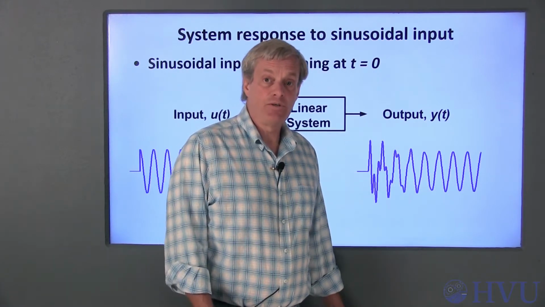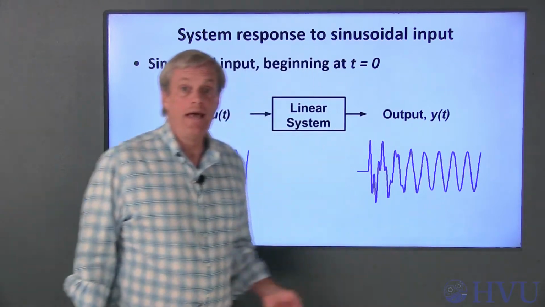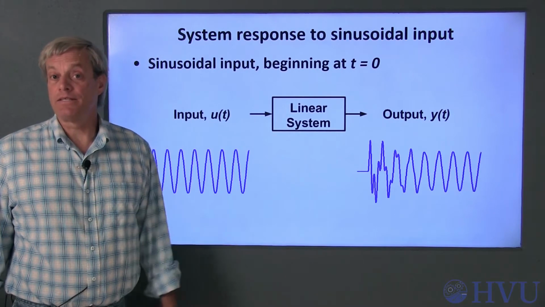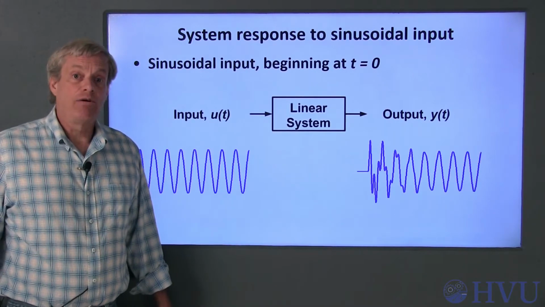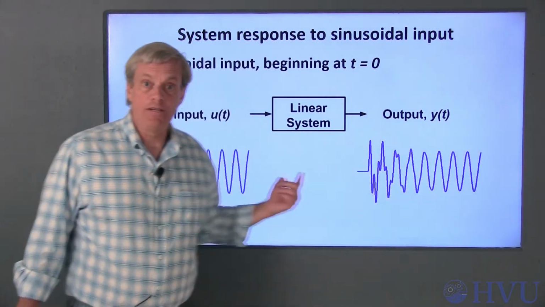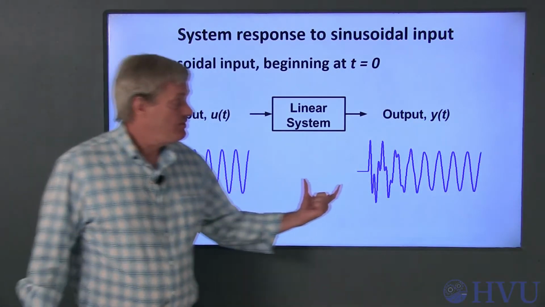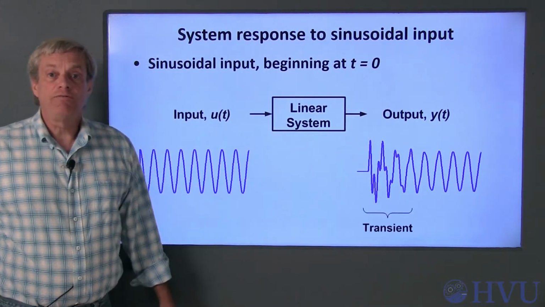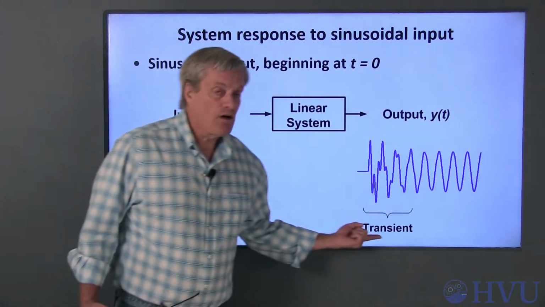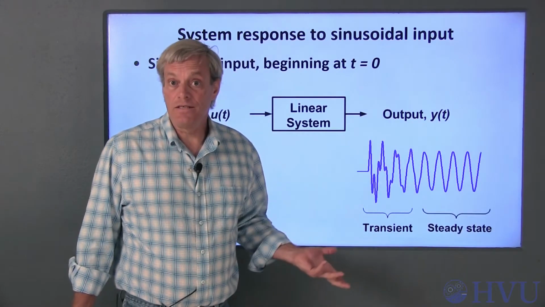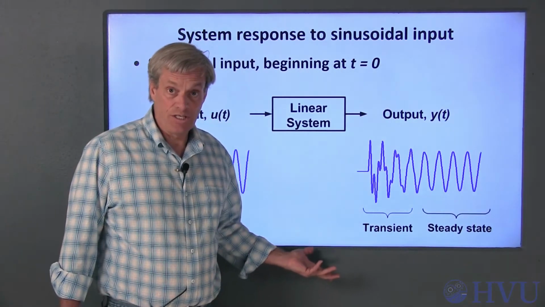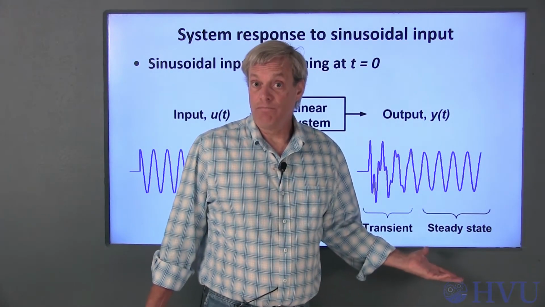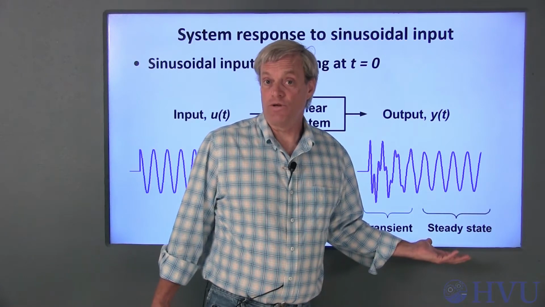The output as time goes to infinity is a sinusoid with the same frequency as the input. The particular solution has the same form as the forcing function. However, the amplitude of the output might be different than the amplitude of the input, and the sinusoid may be shifted in time relative to the input. The period of time affected by the homogeneous solution is called the transient. Once the transient solution dies out, the particular solution is left, which is called the steady state response. In the case of a sinusoidal input, the steady state response is a sinusoid.